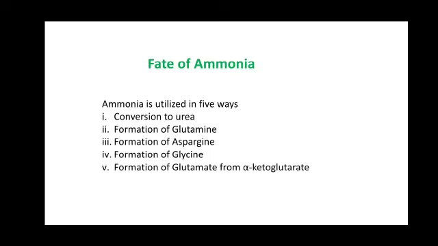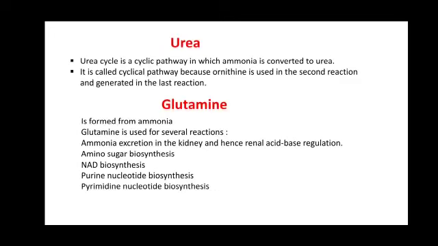So these are the 5 ways by which ammonia gets converted. Further, we'll see the conversion to urea in the urea cycle, which is a cyclic pathway in which ammonia is converted to urea. It's called a cyclical pathway because ornithine is used in the second reaction and generated in the last reaction. Glutamine is formed from ammonia and is used for several reactions, and also amino sugar biosynthesis and NAD biosynthesis.